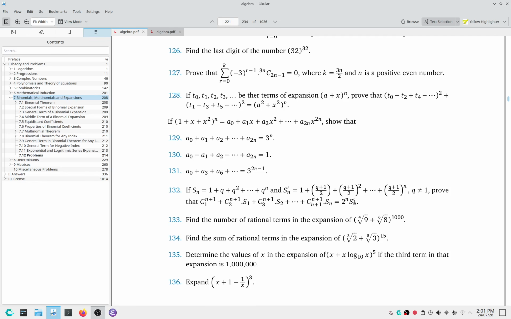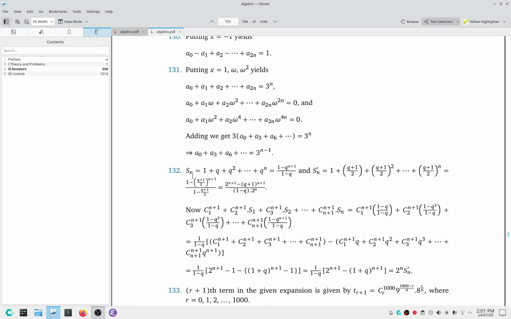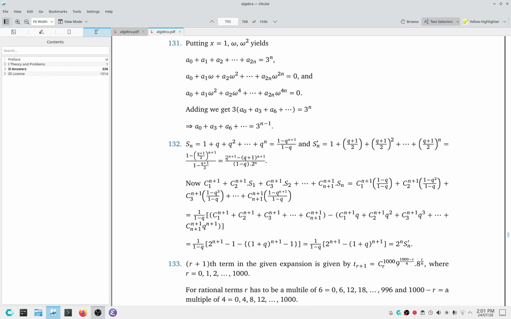Now Sn is given as this, so the sum of the geometric progression would be (1 - q^(n+1))/(1 - q). And similarly, the sum of Sn prime, when we do the geometric progression sum, would be (2^(n+1) - (q+1)^(n+1))/((1 - q) times 2^n).